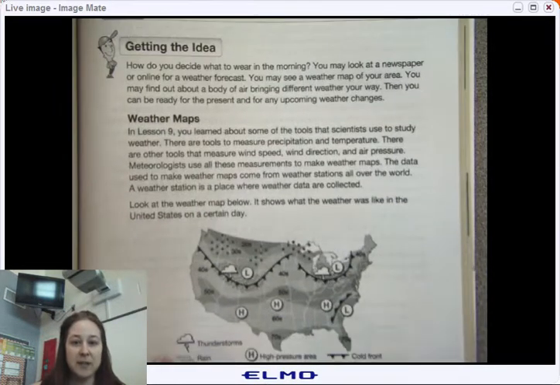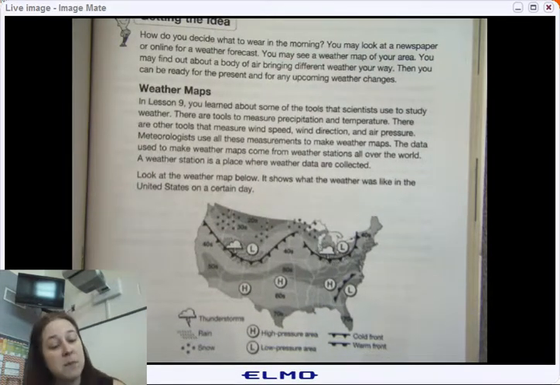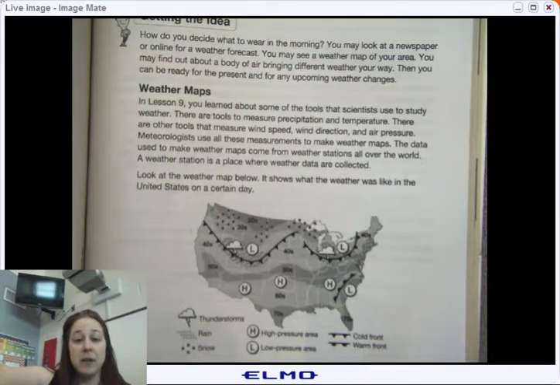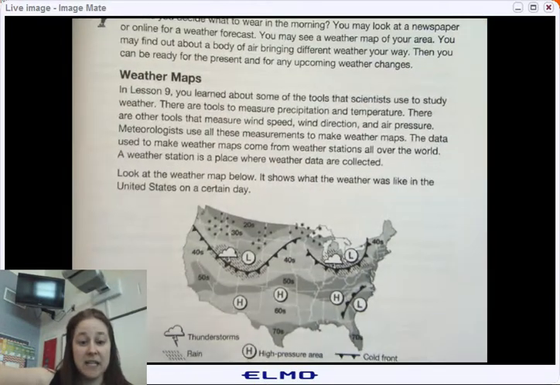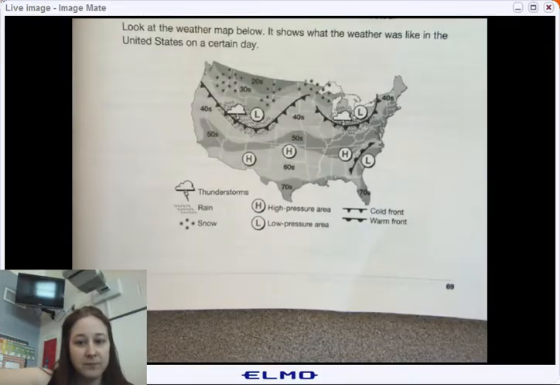In Lesson 9, you learned some of the tools that scientists use to study weather. There are tools to measure precipitation and temperature. There are other tools to measure wind speed, wind direction, and air pressure. Meteorologists use all of these measurements to make weather maps. The data used to make weather maps comes from weather stations all over the world. A weather station is a place where weather data can be collected. Look at the map below. It shows what the weather was like in the United States for a certain day. Okay?